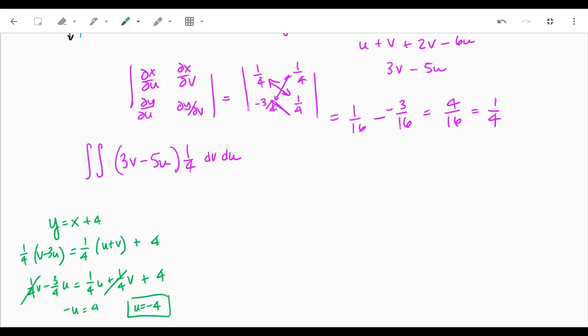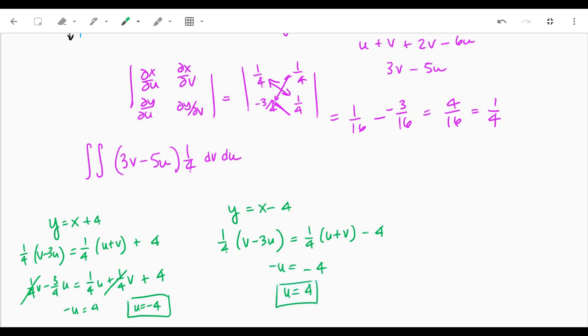Okay, so then if we're along the line y equals x minus 4, we will have y is 1/4 v minus 3u and again x is 1/4 u plus v, minus 4. If we go through that same thing, what we're going to be left with is negative u is negative 4. So u is 4. So u will be between negative 4 and 4.